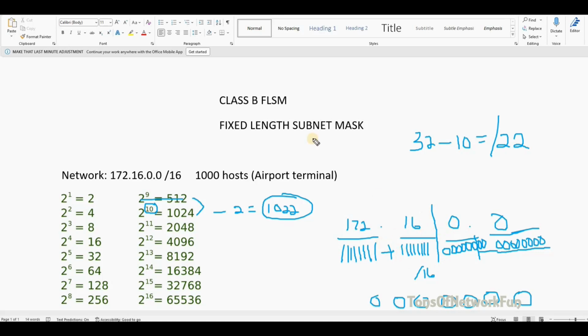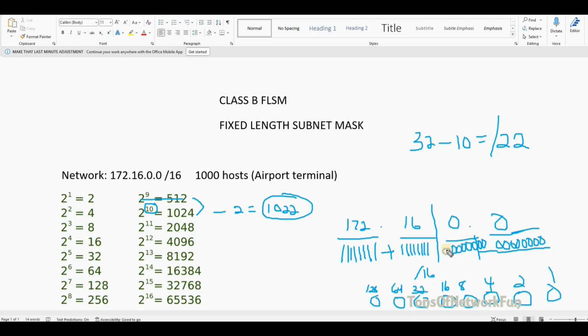Why? Because in class B, the network portion ends after the second octet, slash 16. That's where it ends. From the third octet, we can start borrowing, and the borrowal is happening on the third octet, not on the fourth octet. So these 8 zeros I'm putting right here, and each bit has a value. So the first bit 128, 64, 32, 16, 8, 4, 2, and 1.